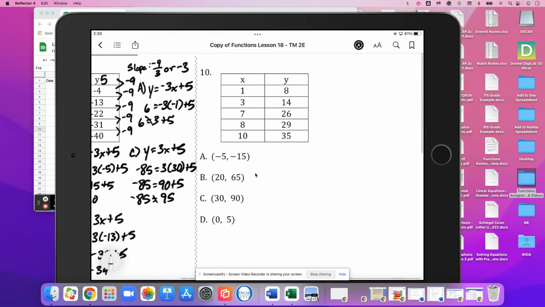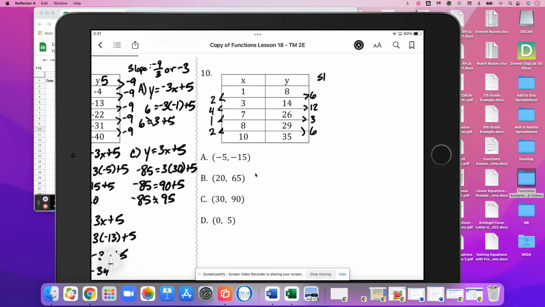So for number 10, we'll check and see if there's anything in our tables that matches the points. It doesn't look like there is, so we've got some work to do. Got to test all 4 of them. So this is increasing by 6. Let's see what's going on here. That's increasing by 6. That's increasing by 12. That's increasing by 3. That's increasing by 6. So by 2, by 4, by 1, and by 2. So I can pick any pair of those. I'll choose the first one, slope, 6 over 2, or 3.